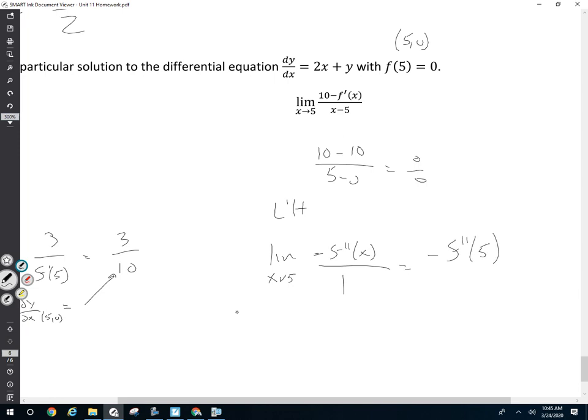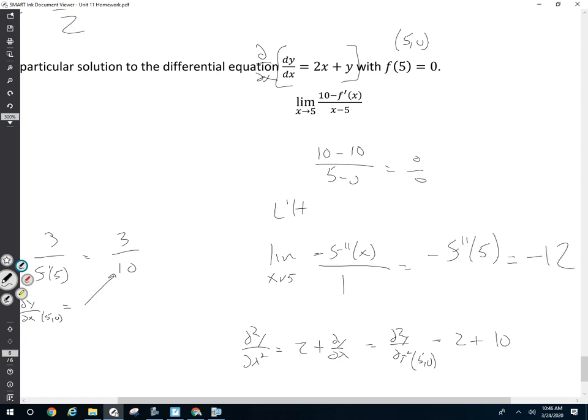Well, I have to take the second derivative, d squared y over dx squared. The derivative of 2x is 2. The derivative of y is not 1, it's dy dx. Remember, implicit derivatives, derivative with respect to x of a y is a dy dx. Now, if I find d squared y over dx squared at the point 5, 0, that's f double prime of 5. That's 2 plus, I already found this was 10. This is 12. The answer is negative 12.